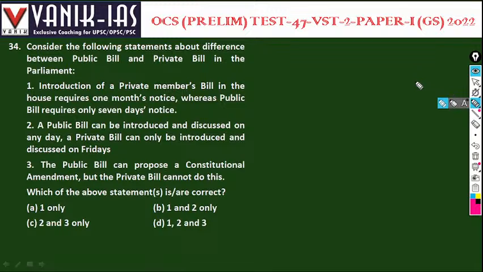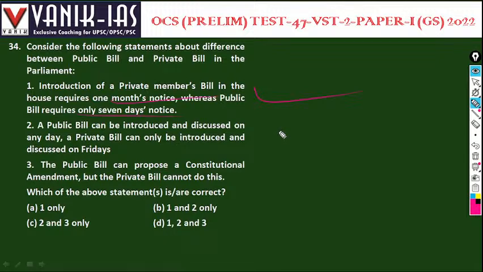What are the following statements about the difference between a public bill and a private bill in Parliament? Introduction of a private member's bill in the House requires 1 month's notice, whereas a public bill requires only 7 days' notice. Yes, it is right. A public bill can be introduced and discussed on any day.